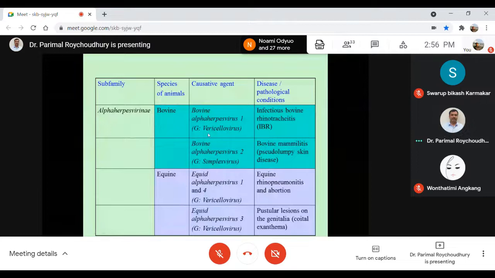This includes the bovine disease caused by bovine alpha herpes virus 1, also named infectious bovine rhinotracheitis, shortly IBR, or sometimes IPV, infectious pustular vulvovaginitis. Another infection in bovine, of course a minor one, is caused by bovine alpha herpes virus 2. It causes pseudo lumpy skin disease. As in the previous classes we talked about lumpy skin disease, some of the lesions produced look like lumpy skin lesions, which is why this disease is called pseudo lumpy skin disease. Bovine mammillitis, we discuss very shortly. It's not there in the syllabus.